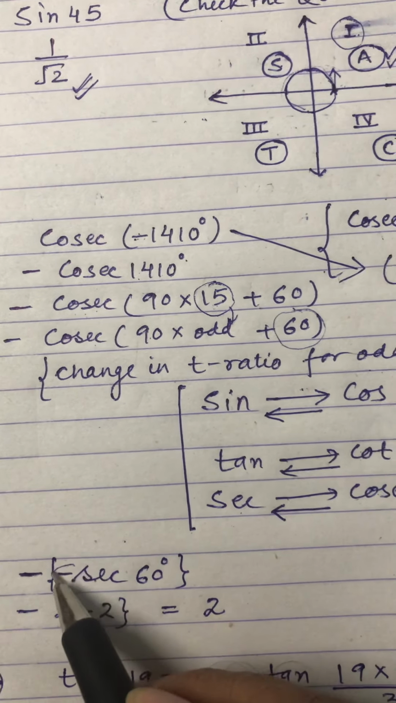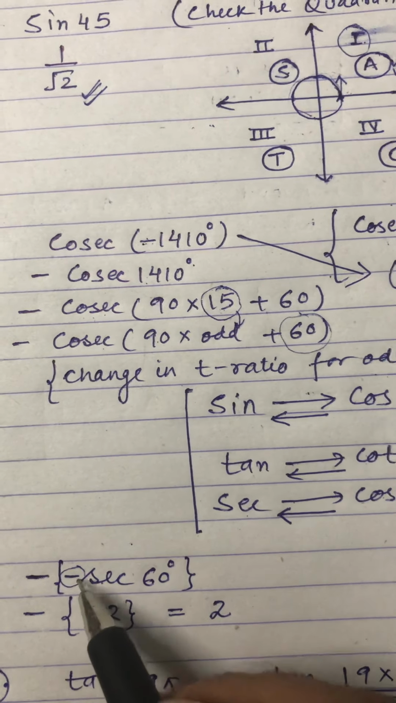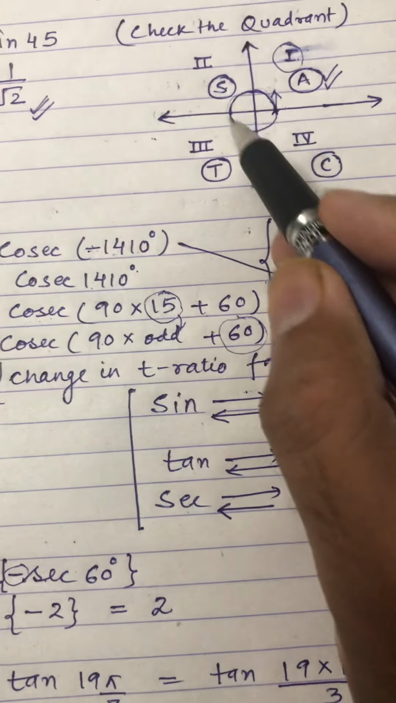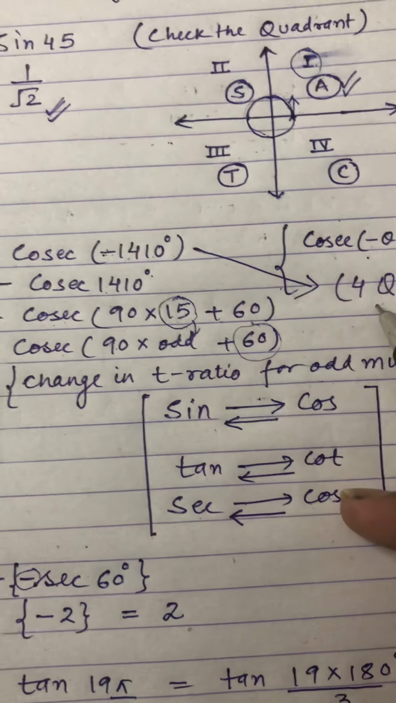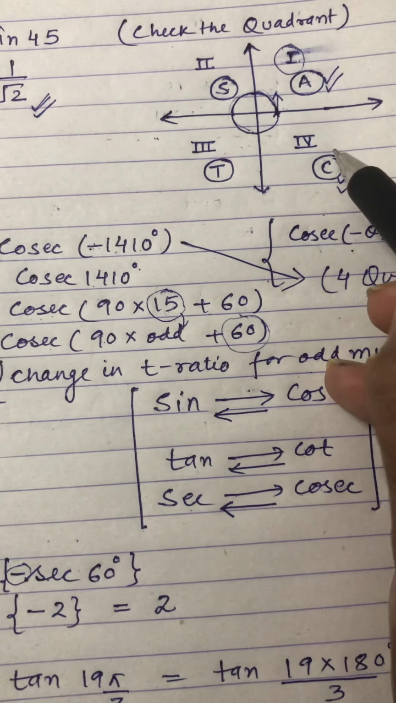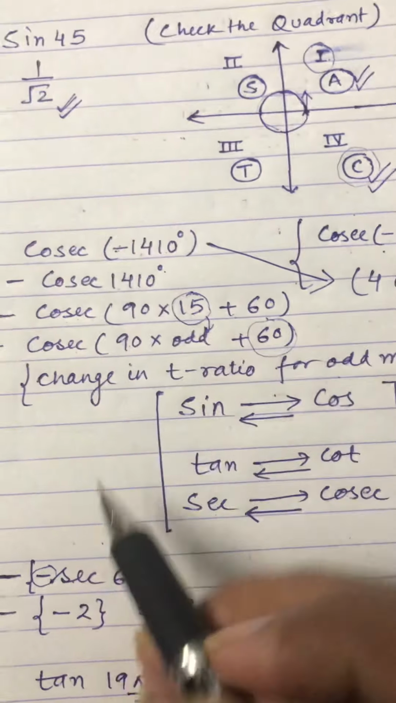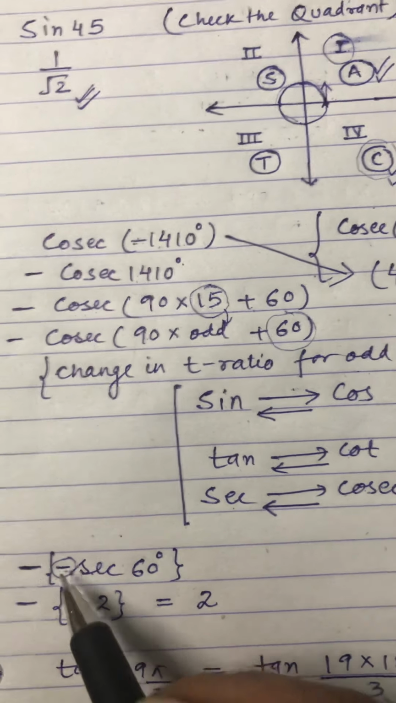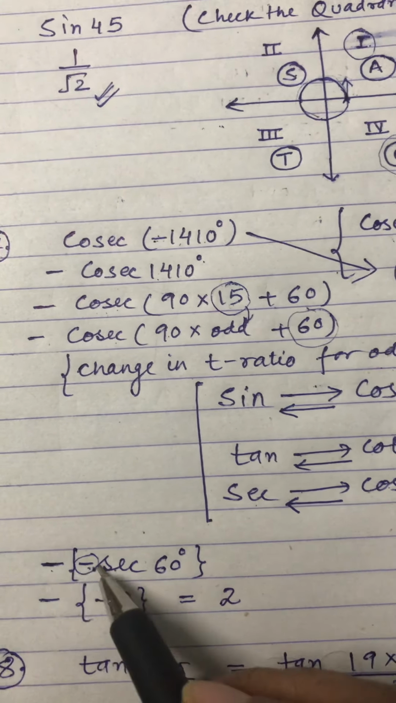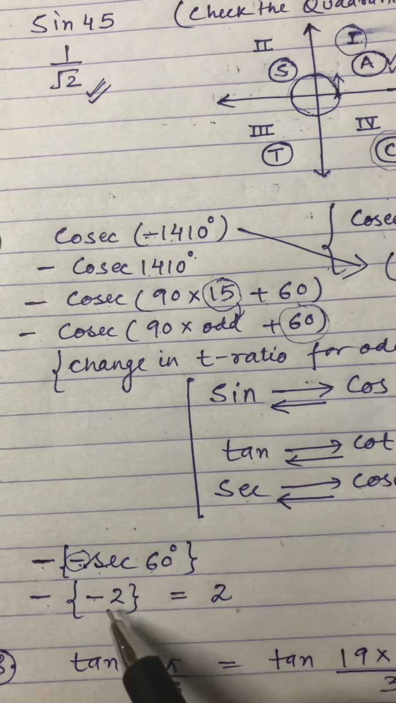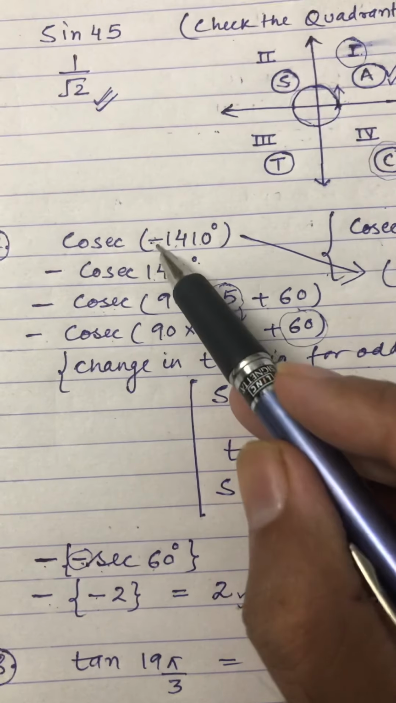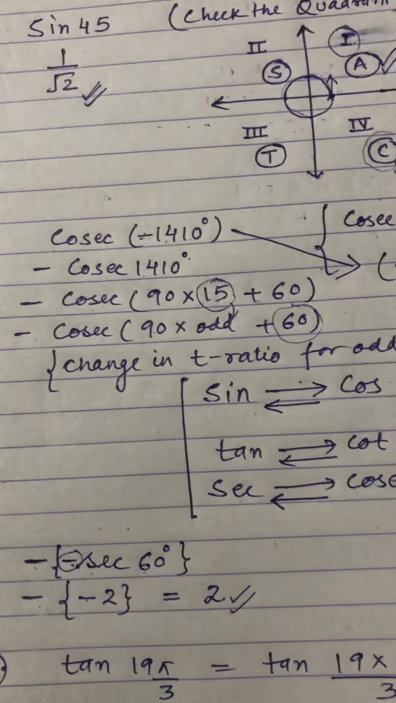Now I have put a negative sign here. Why have I put this negative sign? Because the angle 1410 belongs to the fourth quadrant. With the help of this diagram, you will move into the fourth quadrant. In the fourth quadrant, cos is positive. Which ratio is positive? Cos. Here it is cosec, so that's why a negative sign has come. One negative is coming outside, and this is the second negative. So minus minus will become plus. The value of sec 60 is 2. So the value of cosec minus 1410 degree is plus 2.